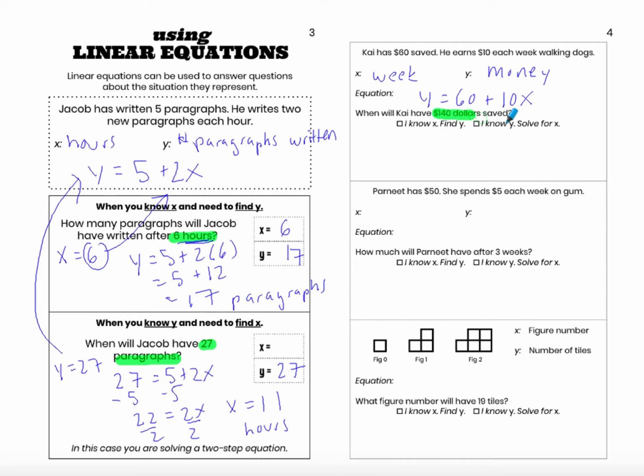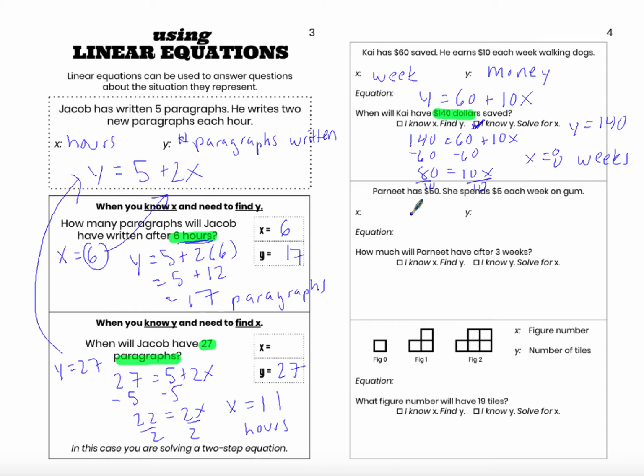So I look at what I'm given. I'm given $140. Dollars is y. That means I'm given my y. I need to solve for x. So I'm going to plug in 140 for y. This is not a lot of space. And solve that 2-step equation. My answer is 8. So after 8 weeks, Kai will have $140.